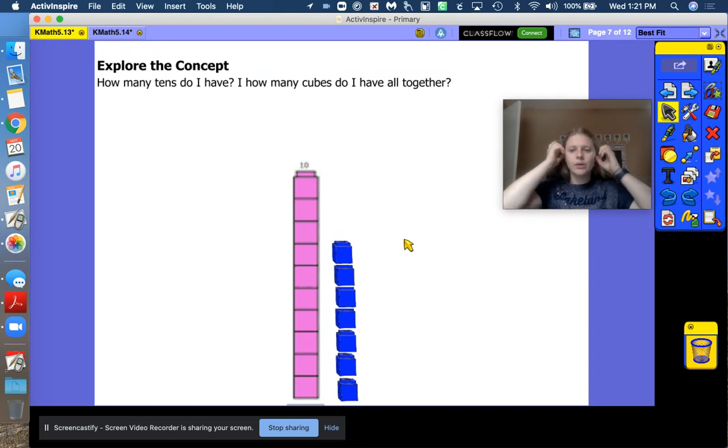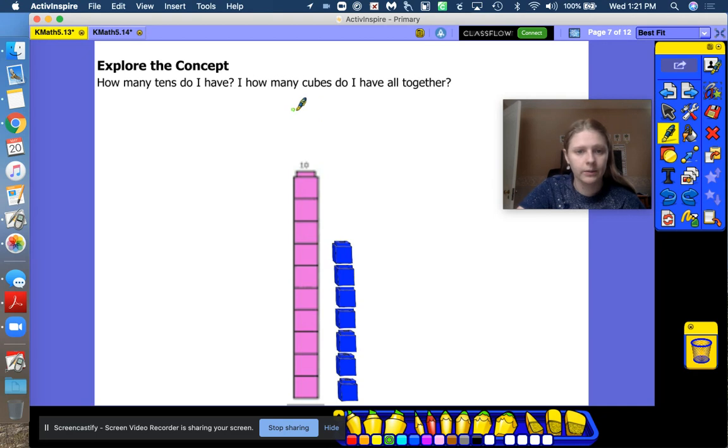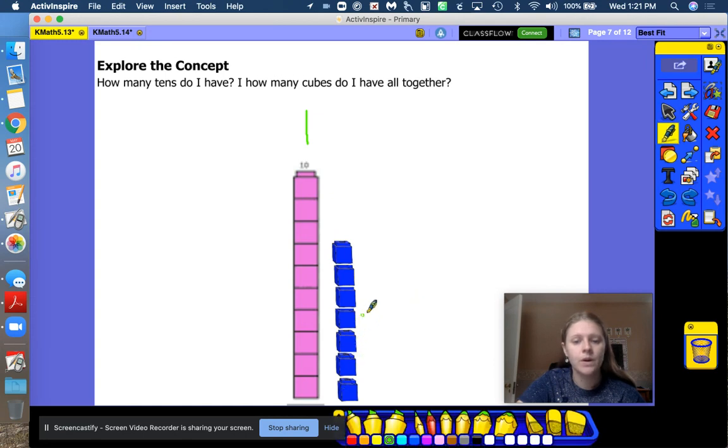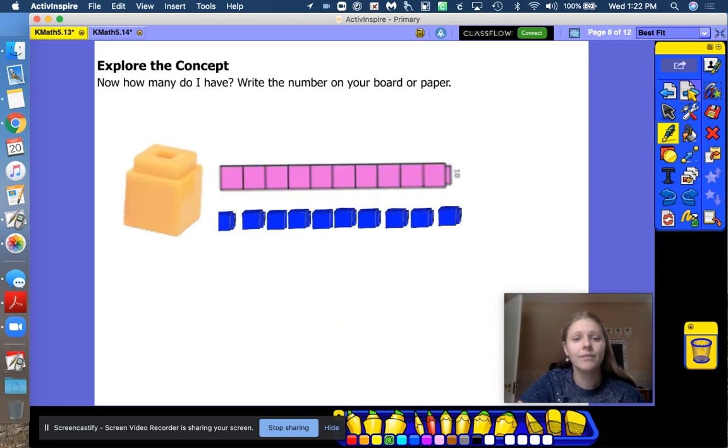All right, how many 10s do I have? How many towers of 10 do I have? 1, you're right. This tower right here, this pink tower is 1 10. How many cubes do I have all together? Good, so now add up the blue ones. 1, 2, 3, 4, 5, 6, 7. I have one group of 10 ones, pink ones, and 7 blue ones. How many do I have all together? 17. Good job.